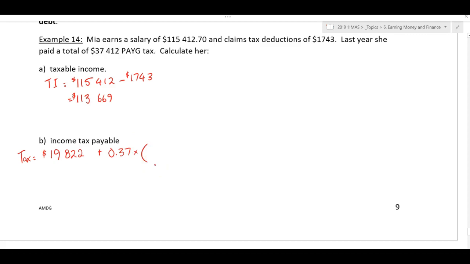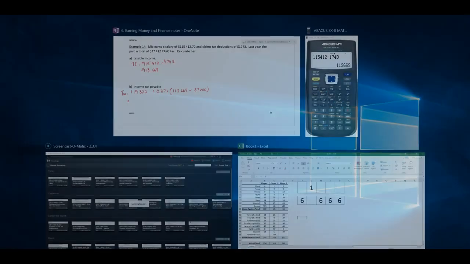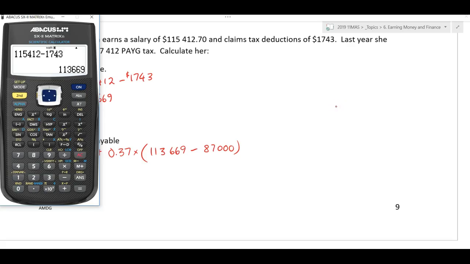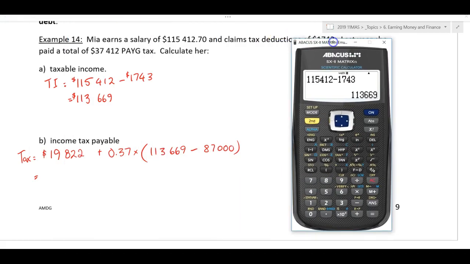Rightio. So in fact, let's have a look here. For everything over $87,000, we've got the 113,669 minus 87,000. Now I'm not going to show as much working this time. Let me just show you how I'm going to work this out on the calculator.